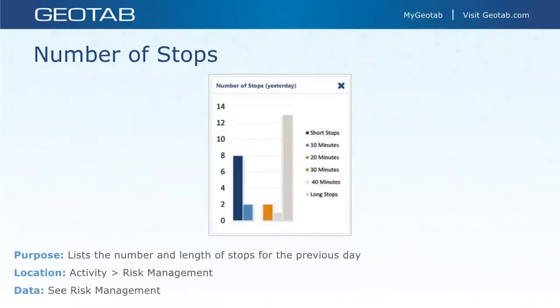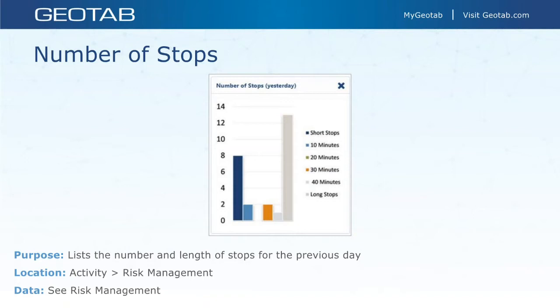Number of stops is a dashboard report. This is one of our stock dashboard reports that's built right into the database. It lists the number and length of stops for the previous day. You can change this to display a different date range if you want, but by default it is set to yesterday. This is actually built off of the risk management report, but you can access it from the dashboard or through selecting the view in risk management. And it has all the same data as the risk management report, which we'll get to momentarily.